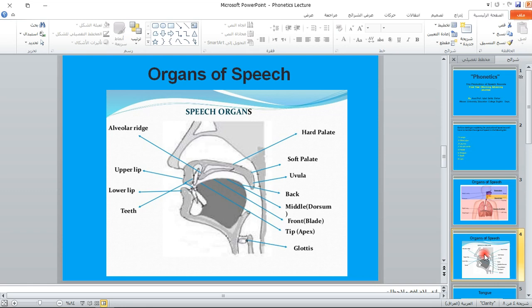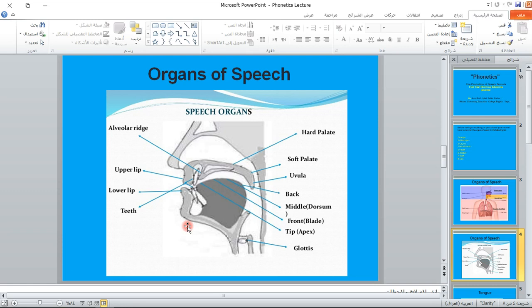Then the air passes to the palate. Palate, as you see here in this figure, is the roof of the mouth, and it consists of three parts. First part is soft palate. Soft palate is a movable organ, and you can see it when you open your mouth in front of a mirror. When the soft palate is lowered, it closes the oral cavity, mouth, and opens the nasal cavity, nose.